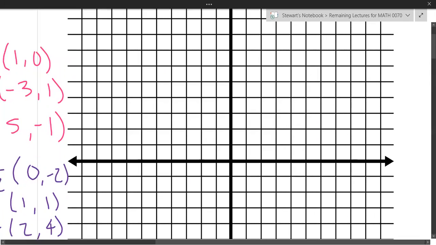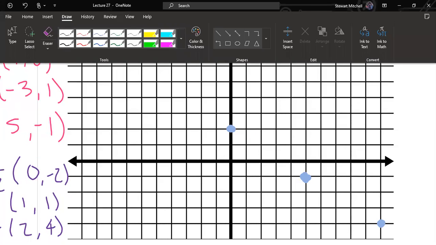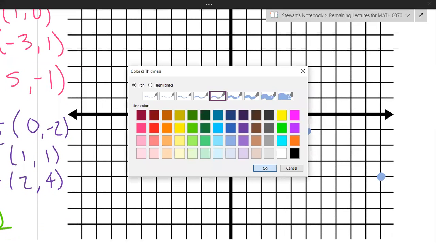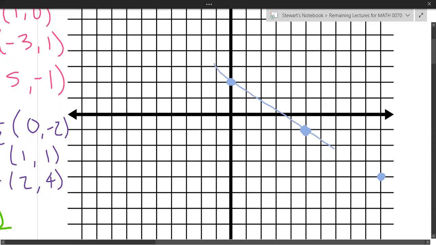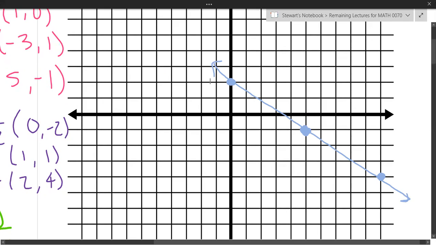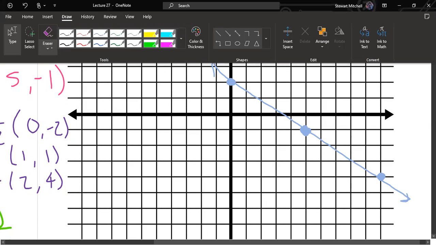Okay, so we start at 0, go up 2, that's 0, comma 2. We have 5, comma negative 1, so over to the right 5, then down 1. And then we have 10, and then we go down 4. So those are our 3 points. And now we're going to graph through them. So that would be our graph of the equation y equals negative 3/5 x plus 2.